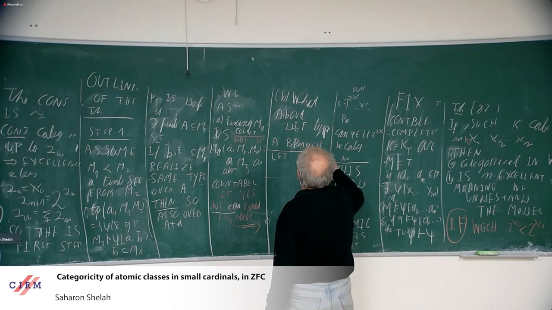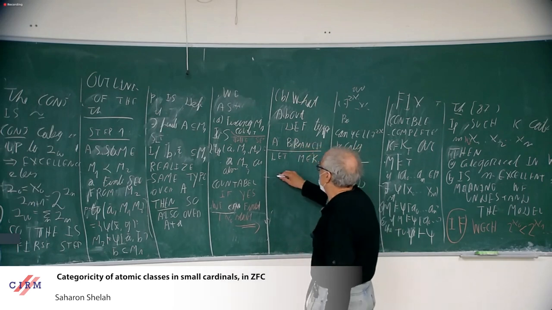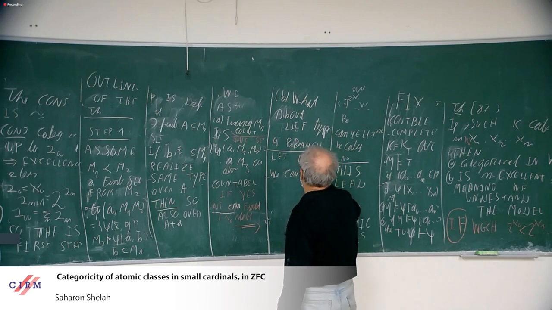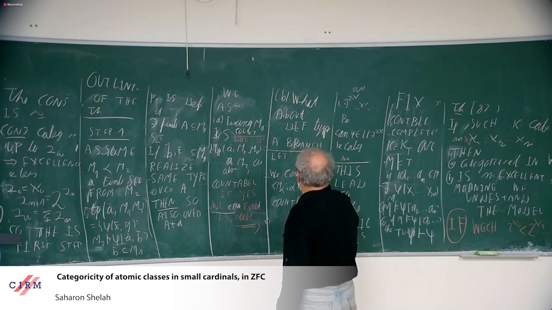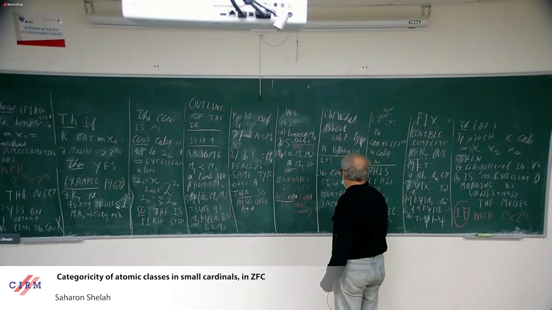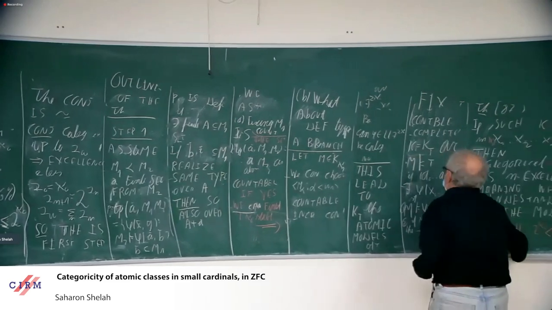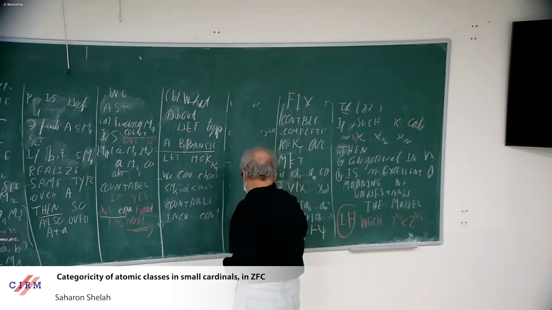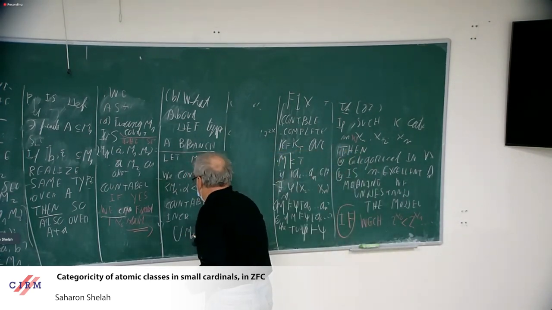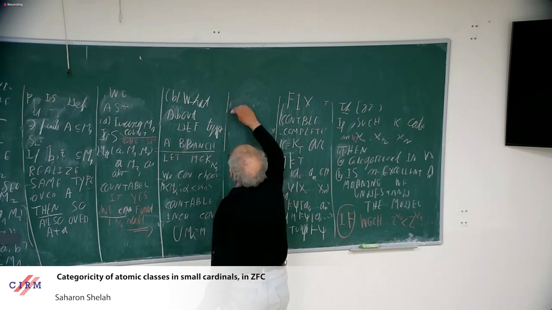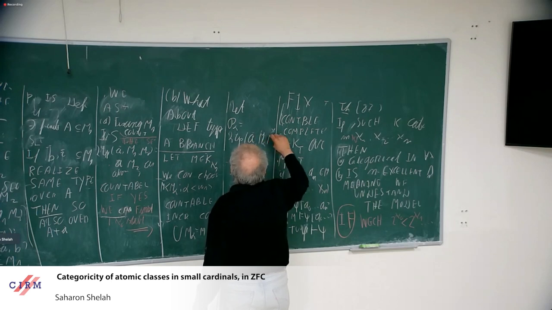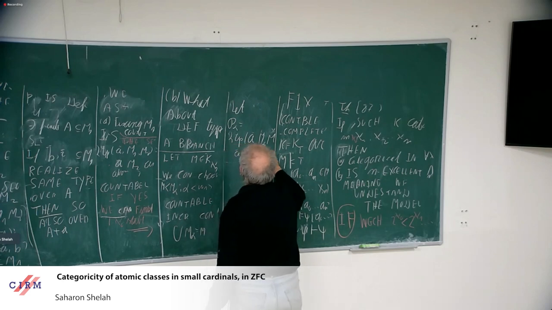Let M in K be of cardinality aleph 1. We can choose M alpha, for alpha less than omega 1, countable, increasing, continuous, going to M, with the union of the M alpha being M. This is M bar. Now let P alpha be the type of L in L alpha in M, A included in M.